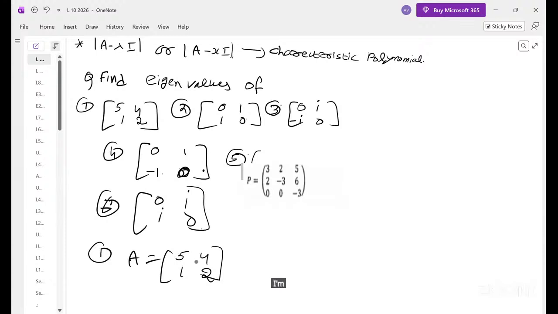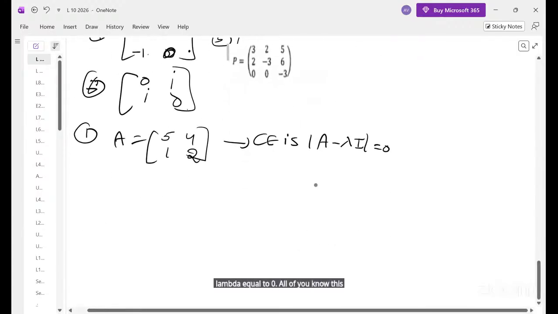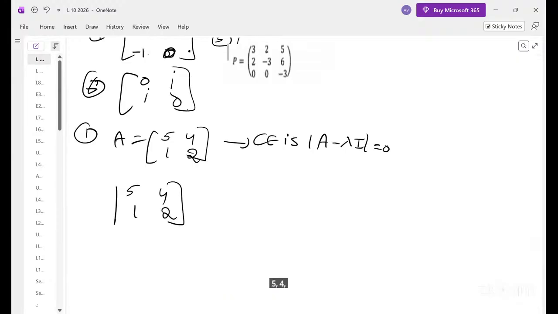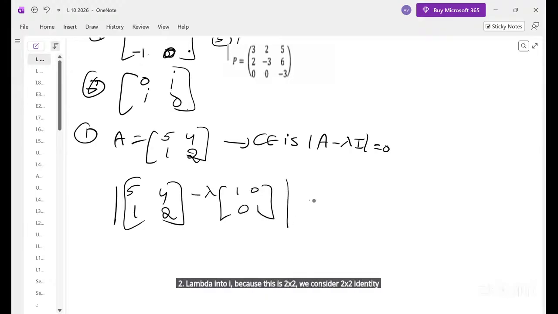I'm showing the original method. I'll try to show you how to come from the options. That method also we will try to solve. First, let us go for this. What is the characteristic equation? CE is determinant of A minus lambda I equal to 0. All of you know this methodology. So what is A minus lambda I? This is nothing but 5, 4, 1, 2 minus lambda into I. Because this is 2 by 2, we consider the 2 by 2 identity matrix.